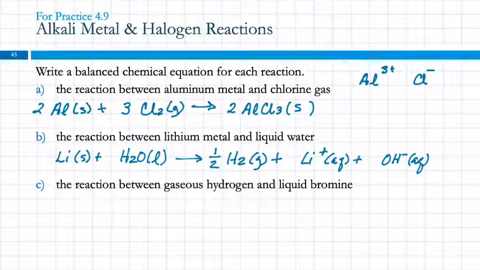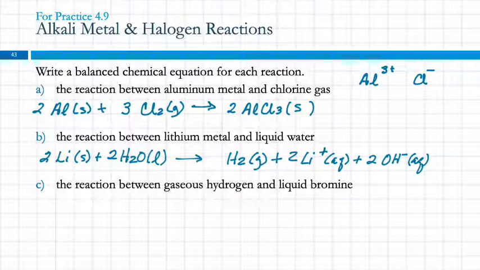I'm not done because we can't have fractions in our balanced chemical equation. So what I need to do then is multiply everything by 2. So 2 lithiums, 2 waters. I multiply 1/2 by 2 and I get 1. And 2 lithium ions and 2 hydroxide ions. There's a couple of ways you could come at that, but that's the one correct answer.